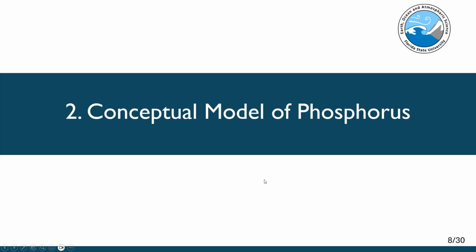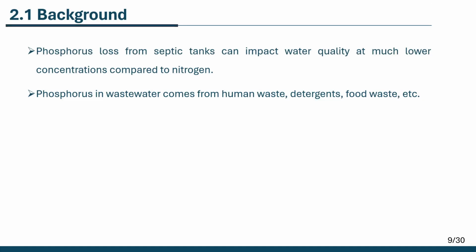Okay, let's go to the conceptual model of phosphorus. Phosphorus loss from septic tanks can impact water quality at much lower concentrations compared to nitrogen. Phosphorus in wastewater comes from human waste, detergents, food waste, and so on.